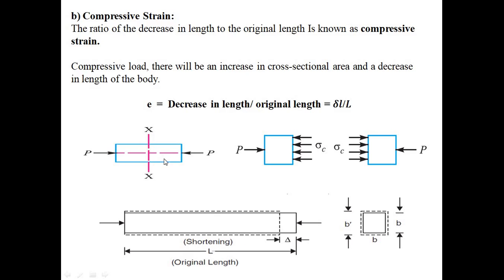One more statement I have written is compressive load: there will be an increase in cross-sectional area and a decrease in length of the body. What happens in tensile strain? There is elongation of the body, meaning an increase in length and a decrease in dimensions, width and height. What happens in compressive strain? The length is decreased and the cross-sectional area is increased, that is, the height and width are increased due to the compressive force. So this is about compressive strain.